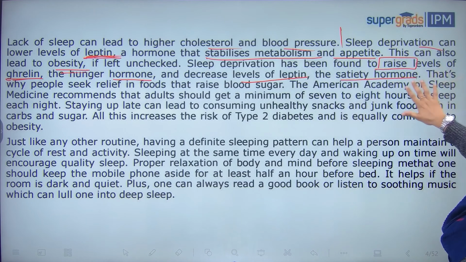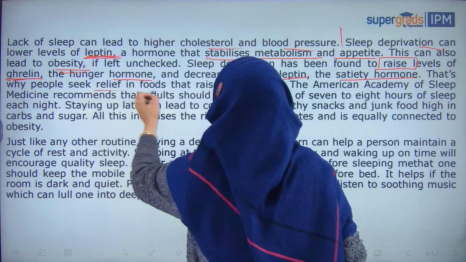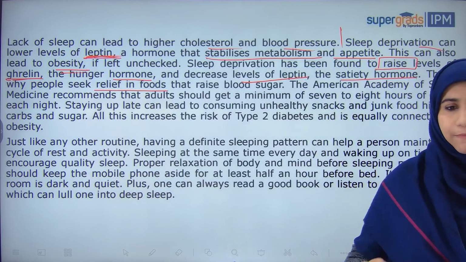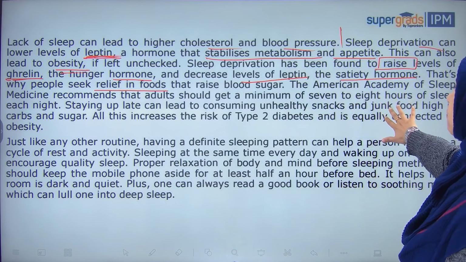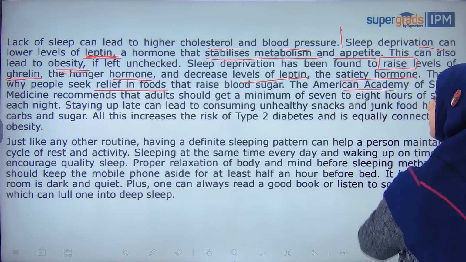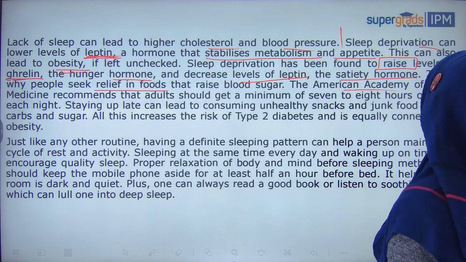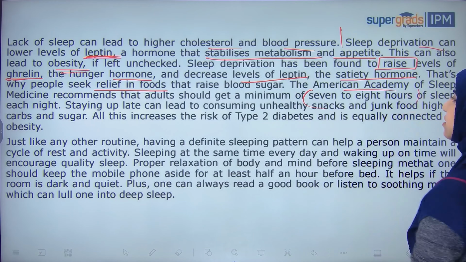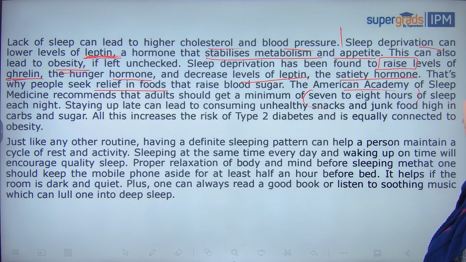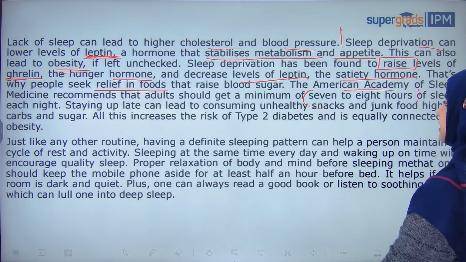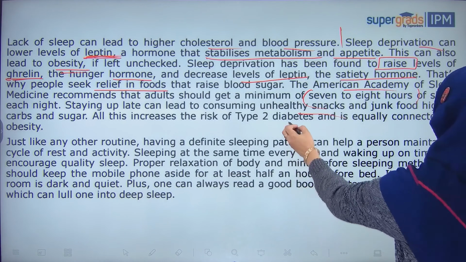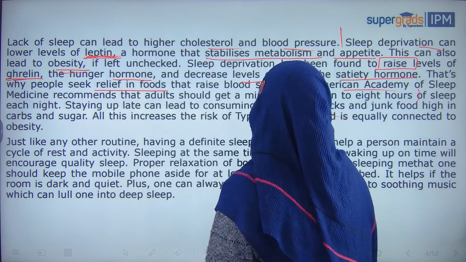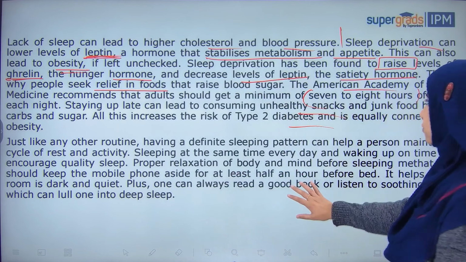That's why it says that people seek relief in foods. That's the reason why people keep on eating. Now it tells you about the American Academy of Sleep that recommends that you must get at least 7 to 8 hours of sleep. And when you stay up for long, it leads to unhealthy snacking, and then that can lead to type 2 diabetes. Now it is finally giving you some recommendations.